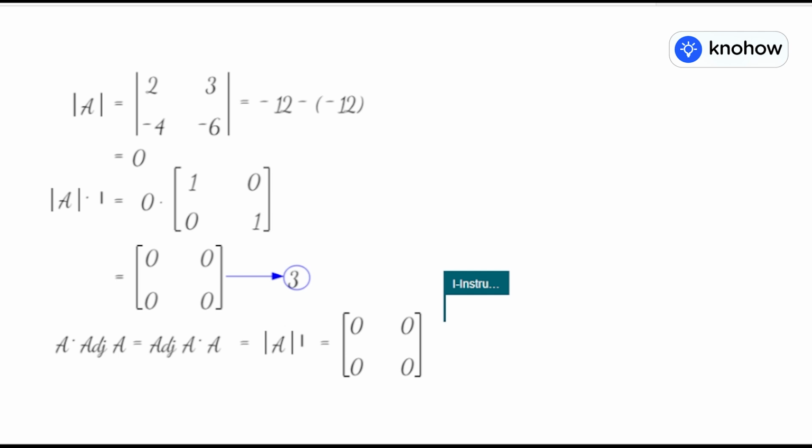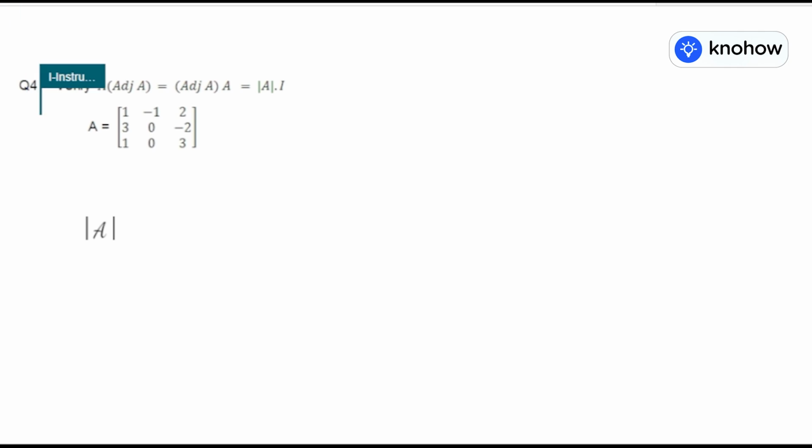Verify that A into adjoint A equals adjoint A into A equals determinant A into I. Let me first work out the value of determinant A. You know, we may expand it with any one row or column, but do you find here that in the second column you have got 2 zeros? So let us expand to get the value of determinant A along the elements of C2.